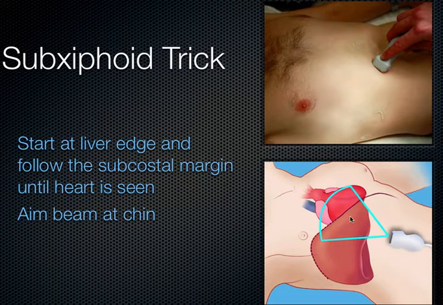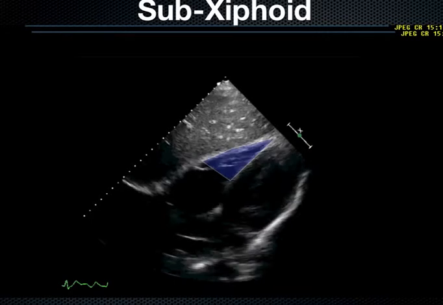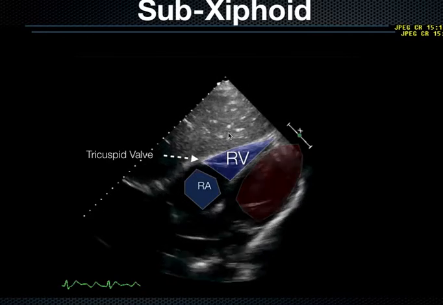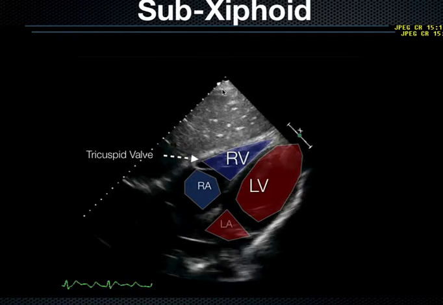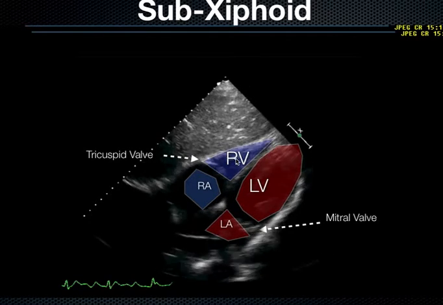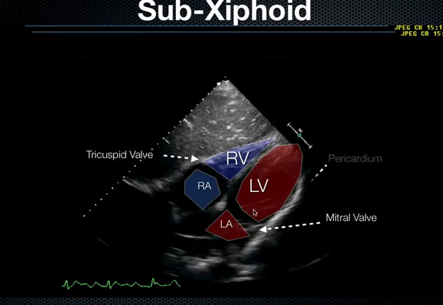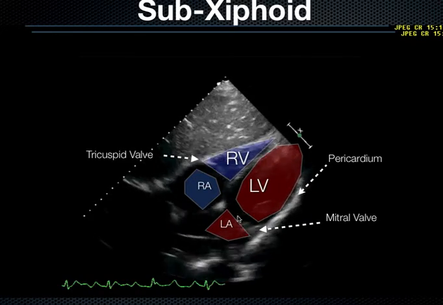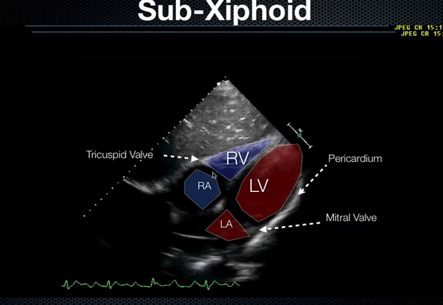You never want to go past midline, because if you go over here to the left side of the body, there's no more liver over here anymore, and you're not going to see the heart. You've got to stop right about midline and aim the beam right towards the chin. What you see here is liver on the top of the screen, because that's your acoustic window. You're throwing the sound through the liver to first see the right ventricle and the right atrium, and then the left ventricle and the left atrium. This is the anterior pericardium over here, and the posterior pericardium is down here. And maybe there's a little mitral valve here and tricuspid valve here.